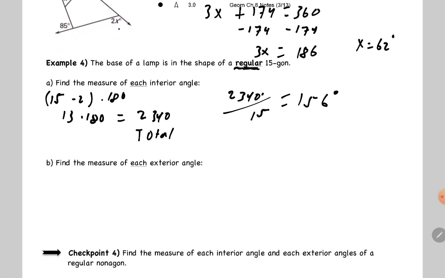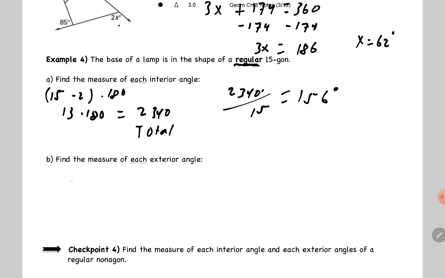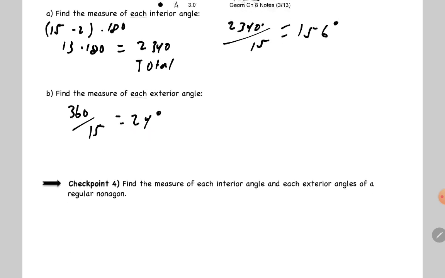And then find the measure of each exterior angle. We already know that the total of all the exterior angles is 360 degrees. We're going to take that and divide it by 15, because there are 15 exterior angles as well. So we'll get 24 degrees.